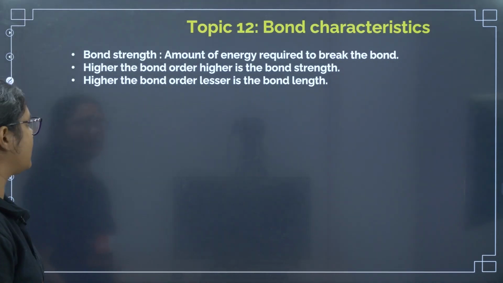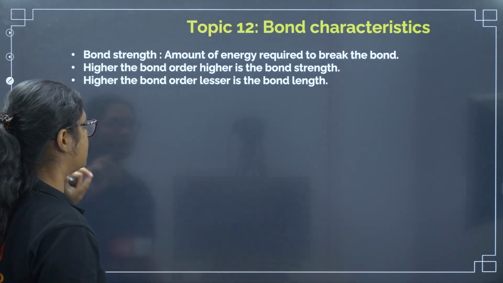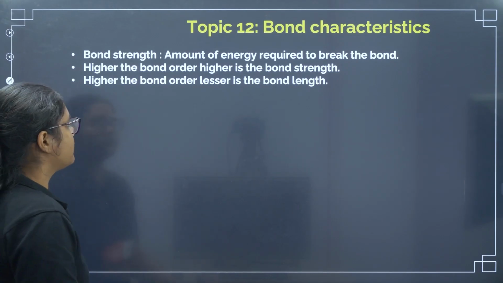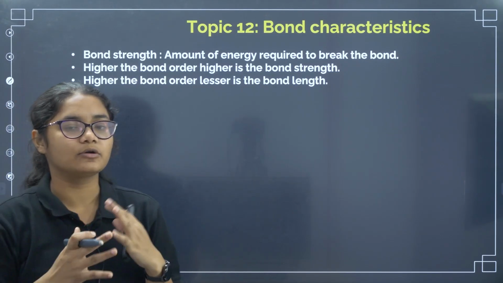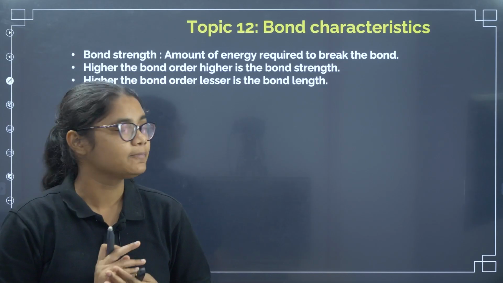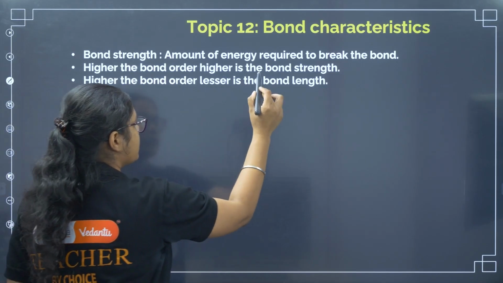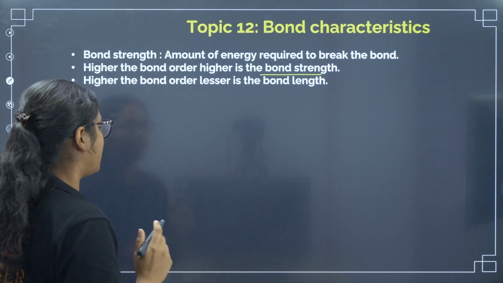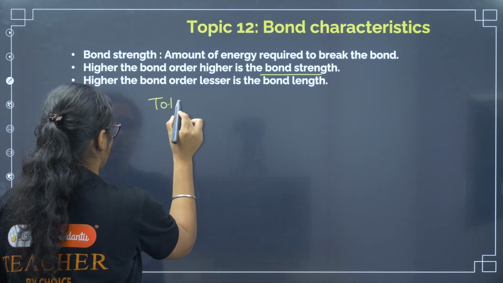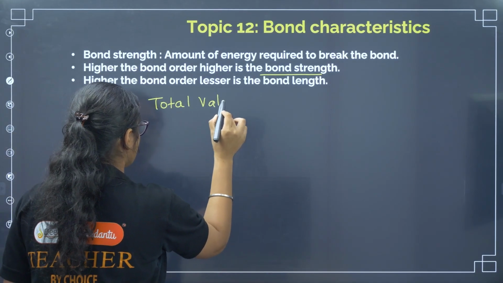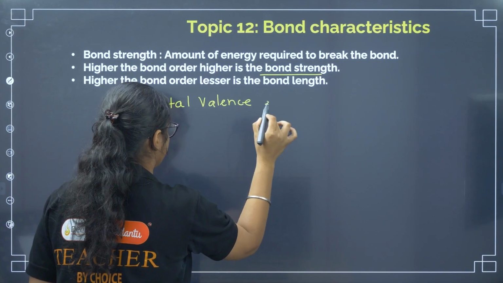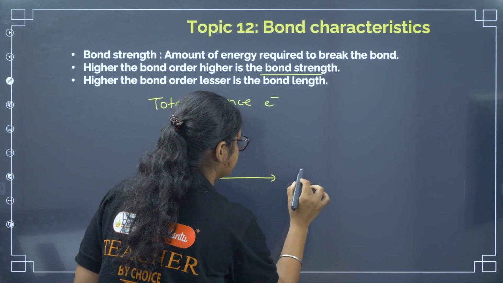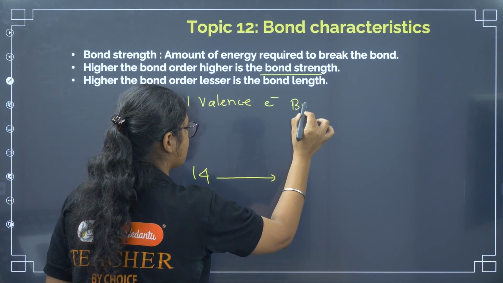Next, coming to bond characteristics, this is very important. Here we also have to discuss how to find the bond order with a trick. First of all, bond strength means the amount of energy required to break a bond. Higher the bond order, higher will be the bond strength. So how to calculate the bond order? I'll tell you a trick. You have to calculate the total valence electrons. If the total valence electrons is 14, then the bond order should be 3.